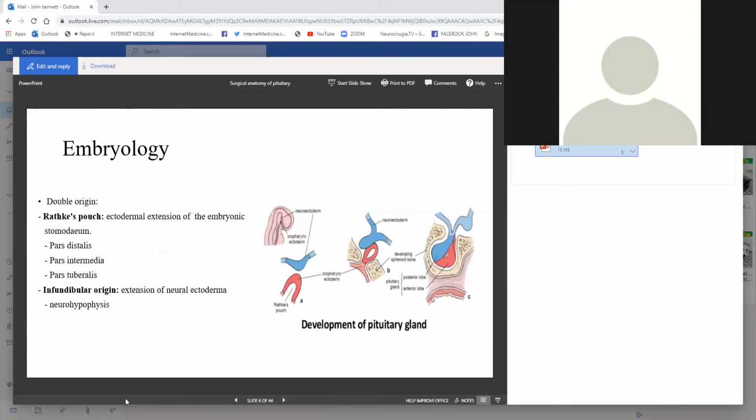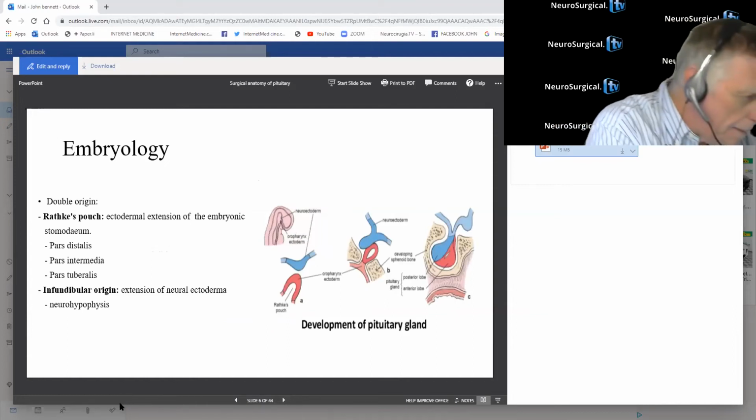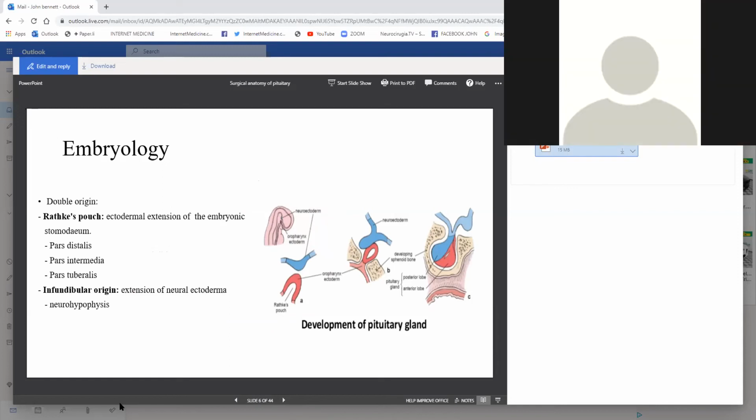As we were saying, embryologically, the hypophysis has a double origin. The anterior part of the pituitary gland originates from Rathke's pouch, which is an ectodermal extension of the embryonic stomodeum. The stomodeum is the epithelium of the buccal cavity. From this stomodeum, there is an ectodermal extension that is going to meet posteriorly the extension from the neural ectoderm, which represents the infundibular origin of the hypophysis, which on the other hand is going to give the neurohypophysis.